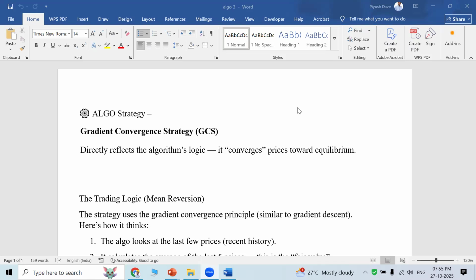Today I'm going to show you one more algo trading strategy, called the gradient convergence strategy. This strategy is based on a core mathematics called gradient descent. Gradient descent is a logic where we try to find the optimum value.